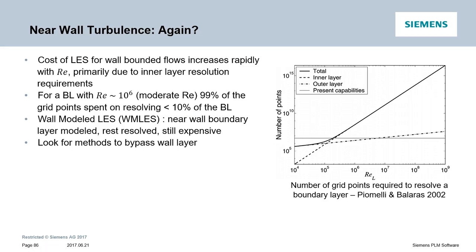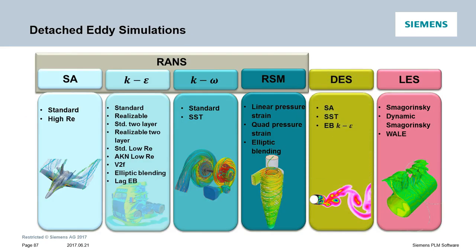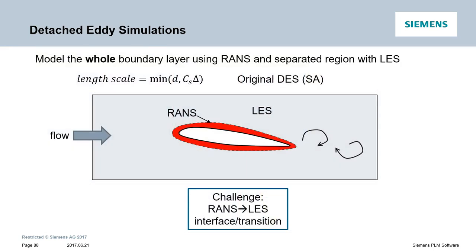So even if we use some sort of near wall modeling known as wall modeled LES, it is still very expensive. So it's natural to look for ways to bypass this region completely. The answer is detached eddy simulation, which is a hybrid RANS and LES approach. The idea is RANS treatment of the attached boundary layers in their entirety, while LES is applied to regions of massively separated flow. That is, only the detached eddies are simulated using LES, hence detached eddy simulation.